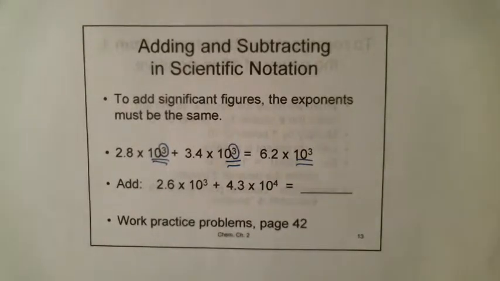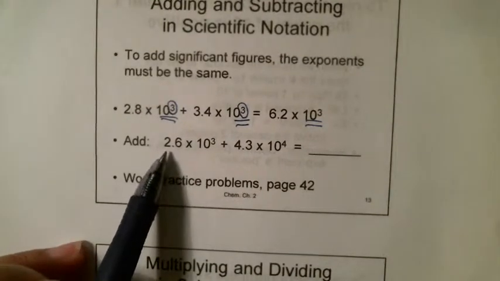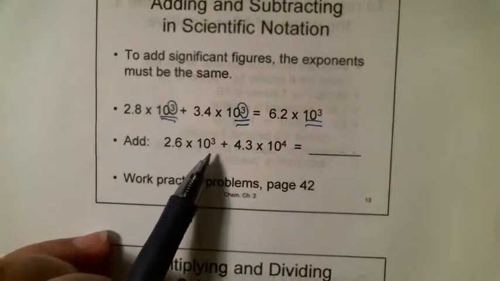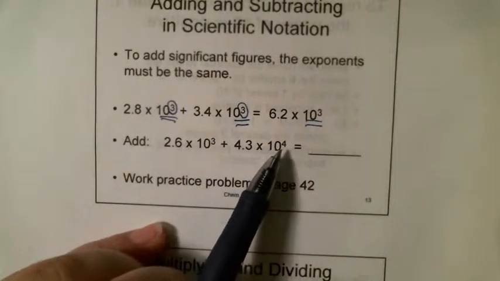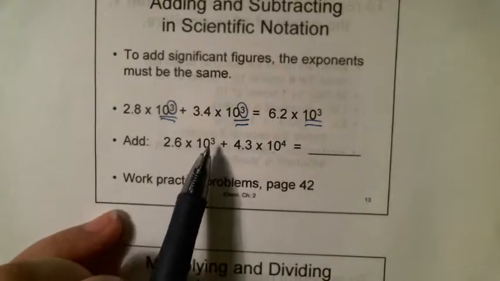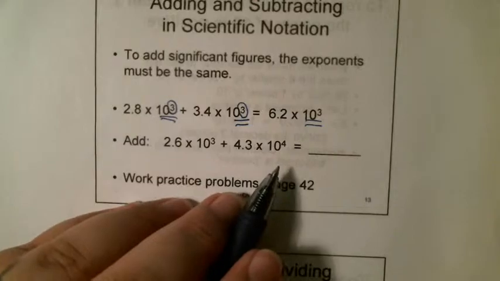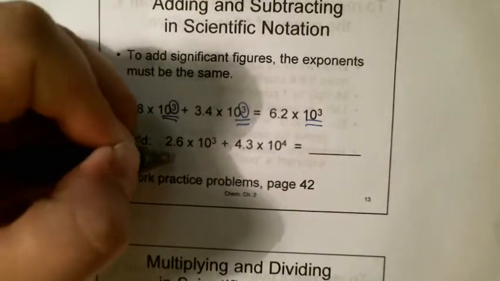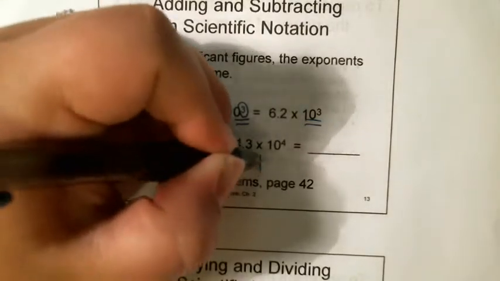However, let's look at the next problem. It asks to add 2.6 times 10 to the third plus 4.3 times 10 to the fourth. Now these exponents are not the same. In order to add these values, you need to change the exponents so that they are the same. So make exponents the same.